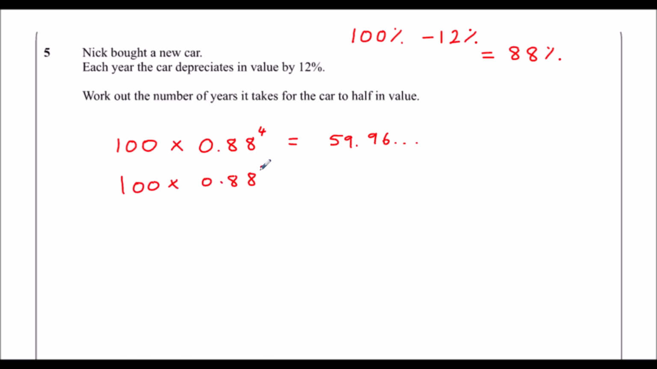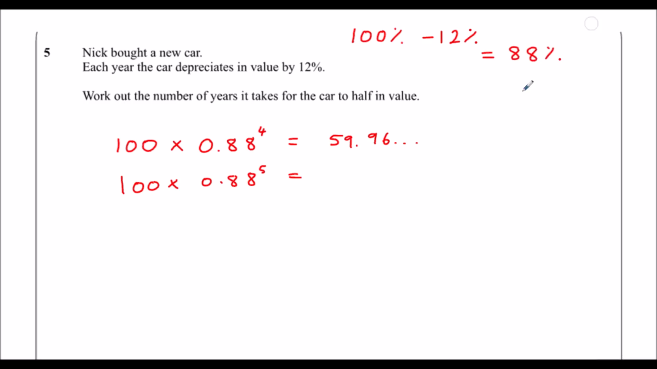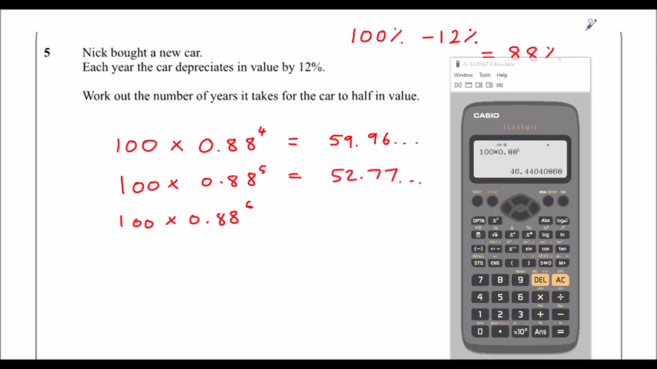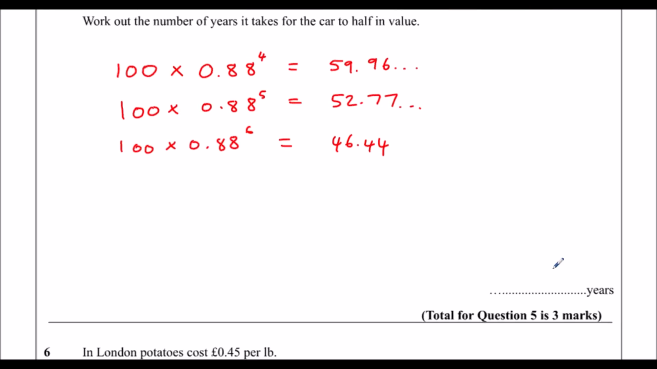5 years. So one more year, multiply it by 0.88 again. 52.77%. So that's still more than 50%. So one more year. So change it to a 6, one more year, and it's below 50%, 46.44. So after 6 years, it's dropped below half its value. So it's going to take 6 years.